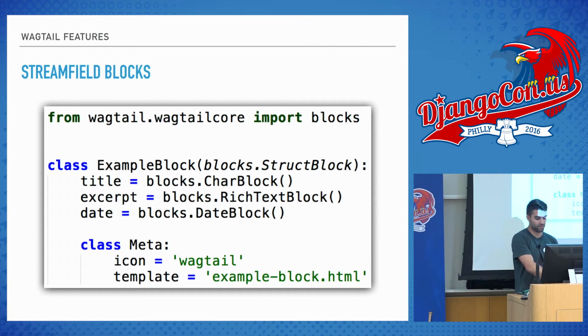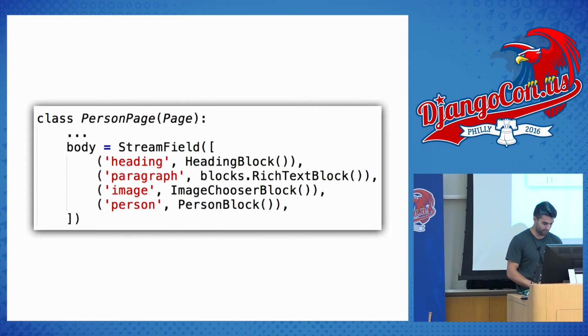And you can see that we've done other things here too, like in the Meta class, we've set icon equals wagtail and template equals example_block.html. That's how you're going to see it in the admin, and that's how it's going to be rendered in the front end. And we'll explain more about that.